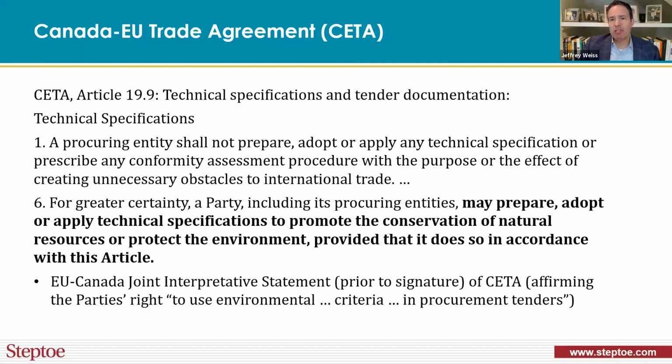And then moving on and talking about how some of these provisions have been taken up in other agreements. This is a provision from the Canada-EU trade agreement, and you'll see very similar language with respect to allowing procuring entities to promote the conservation of natural resources or protect the environment. And there's a very similar provision in the Korea-Australia Free Trade Agreement, the EU-Singapore Trade Agreement. So again, we see this quite a bit. And there's also a joint interpretive statement by the EU and Canada that affirms parties' rights to use environmental criteria in procurement tenders.